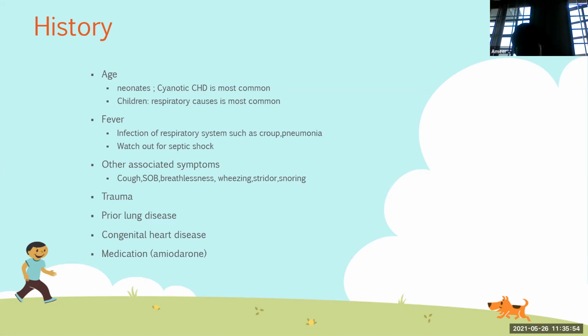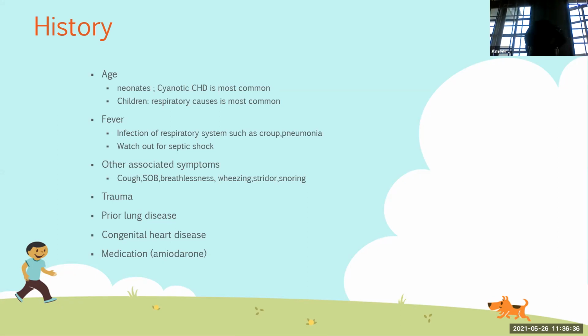And then second thing, we should ask about fever. The function of asking about fever, the first one is we want to narrow down our diagnosis to infection if the patient presents with fever, and also if the patient complains of fever, we want to watch out for any sign of septic shock. And then we should also ask other associated symptoms that can narrow down our diagnosis, which usually are symptoms of the respiratory system such as cough, hoarseness, breathlessness, wheezing, stridor, or snoring.